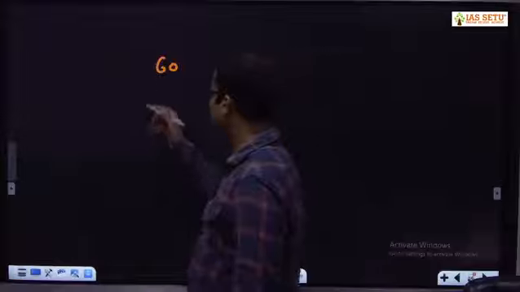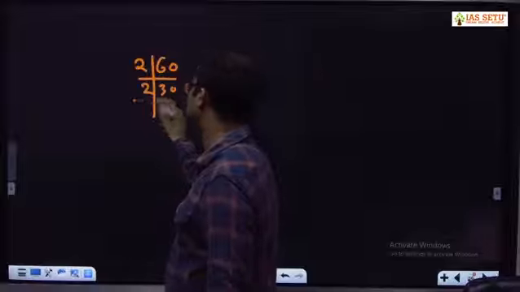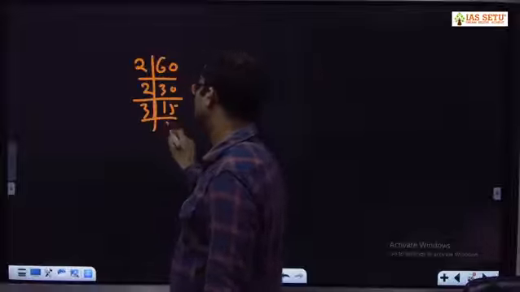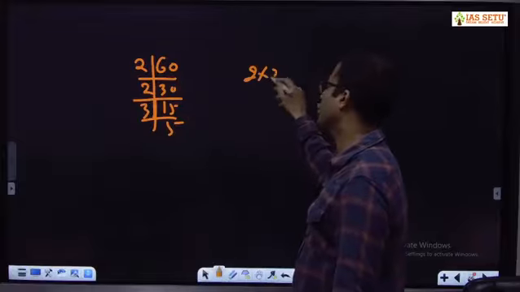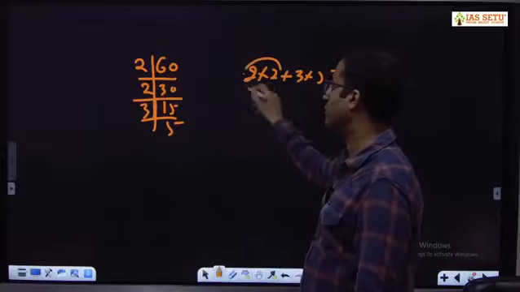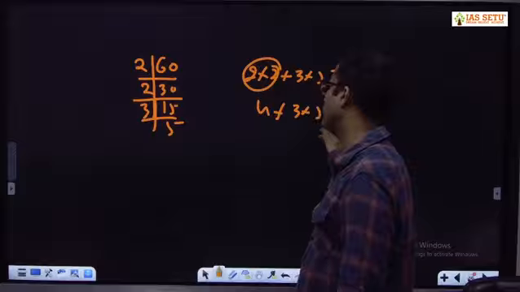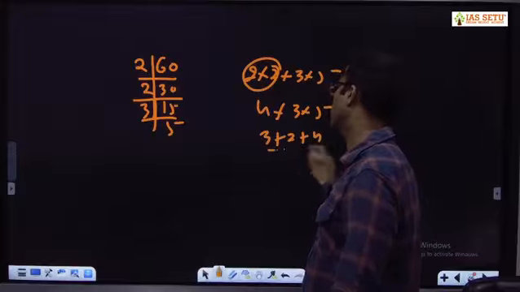We will use factorization. 2 into 2 into 3 into 5, club. 4 into 3 into 5. 3 plus 2 plus 4.